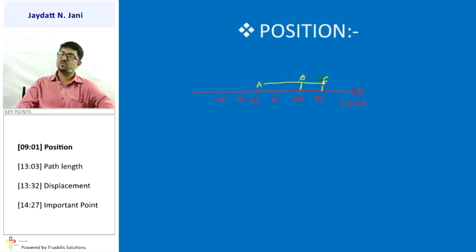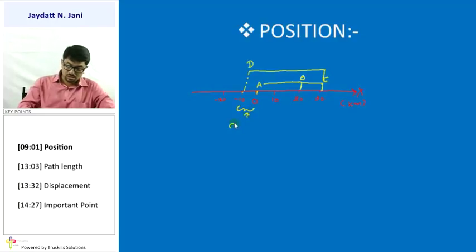So position means what? At any time, that situation of the particle, we call a position in simple terms. Now suppose that particle from C will move in the opposite direction up to this point, and that point is D, and here it's minus D. So total displacement means start from A, reach at this point. So total displacement is this only.